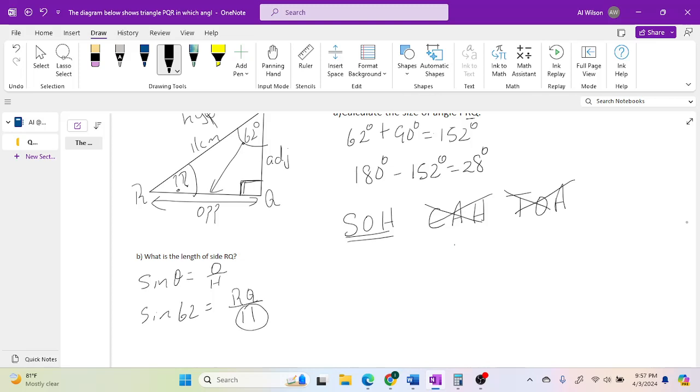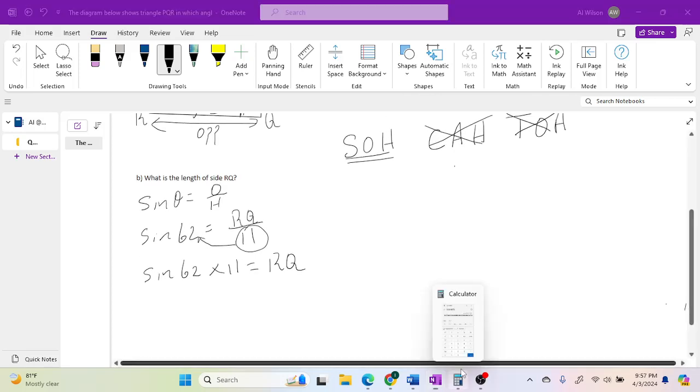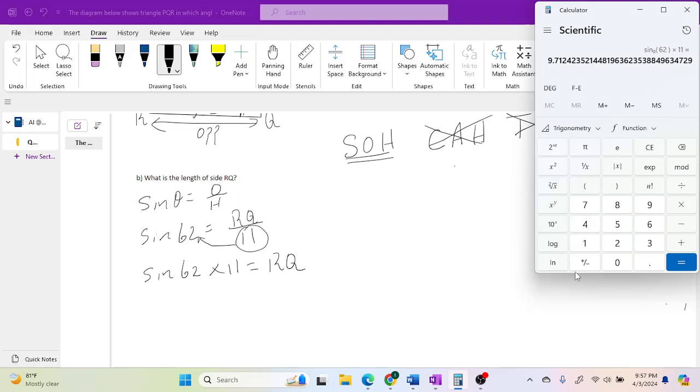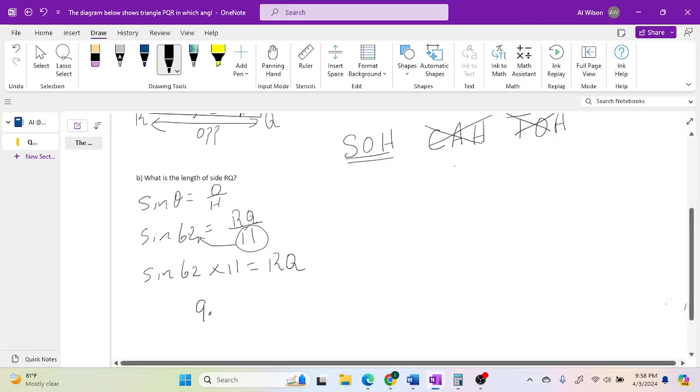Now notice the 11 is what we're using as the divisor. So we're going to take it over and do the opposite. The opposite of dividing is multiplying. So we're going to have sine of 62 times 11 is equal to RQ. When you enter this in your calculator, sine 62 times 11, we have 9.7 and all these digits behind. So let's just use one decimal place. Here, 9.7 is equal to RQ.